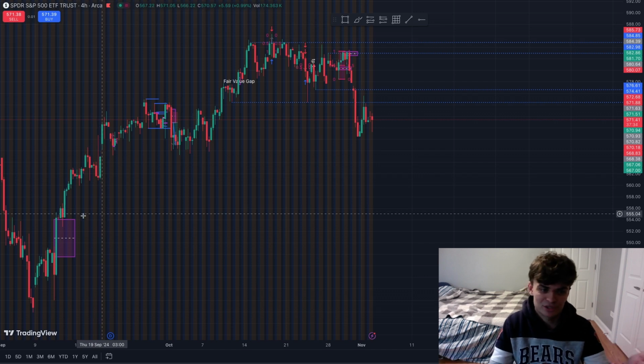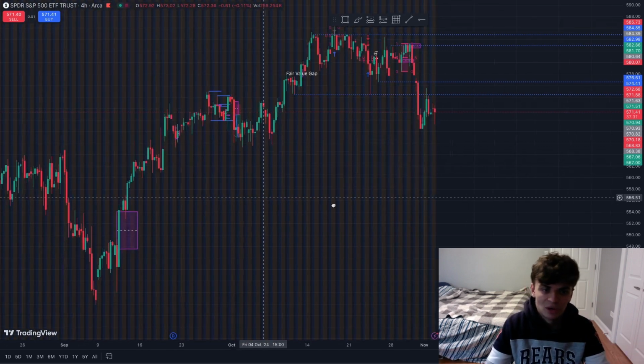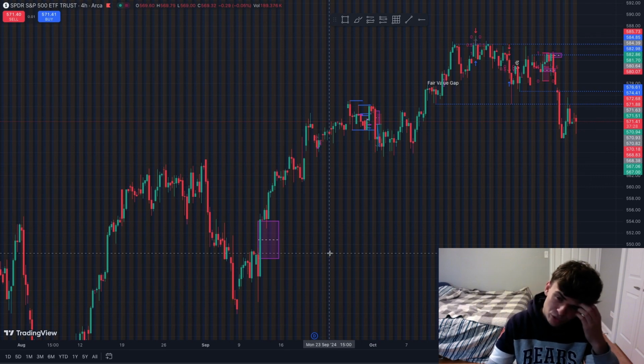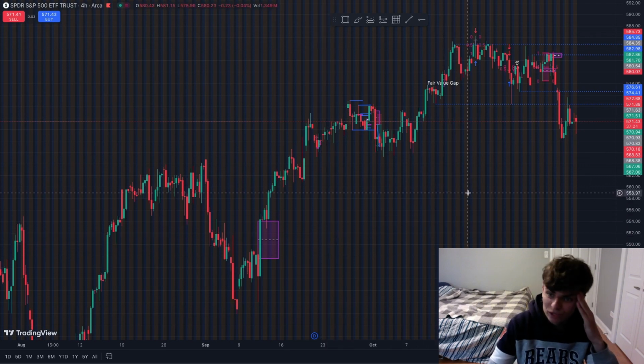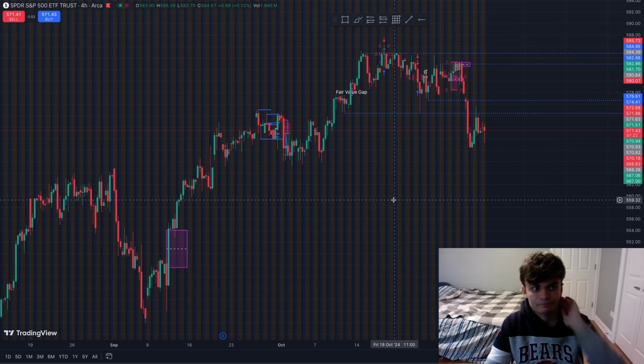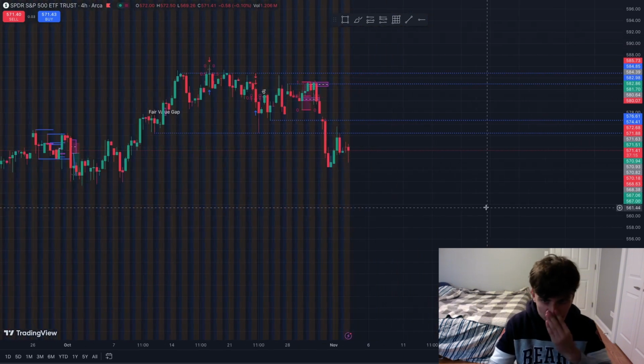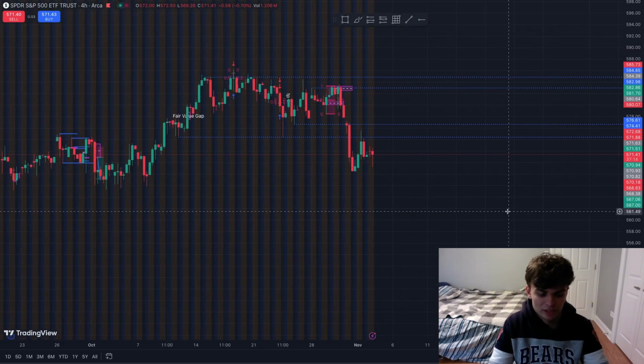Right now I just sent it over to SPY or ES, and we are on a 4-hour time frame, and I'm actually going to show you how I used equilibrium this past week. So I'm going to make my way back over to QQQ and show you an equilibrium play that we had on Friday.